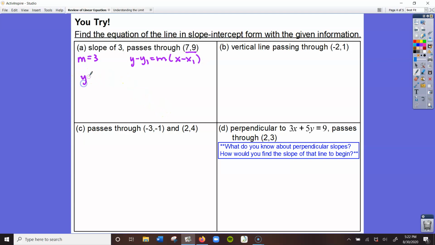We have y minus the y value, which is 9, is equal to 3, the slope, times x minus the x value, which is 7. Remember our two steps. We're going to distribute. So y minus 9 is equal to 3x minus 27. And then we're going to isolate the y by adding this 9 over. So our equation in slope-intercept form is y equals 3x minus 18.